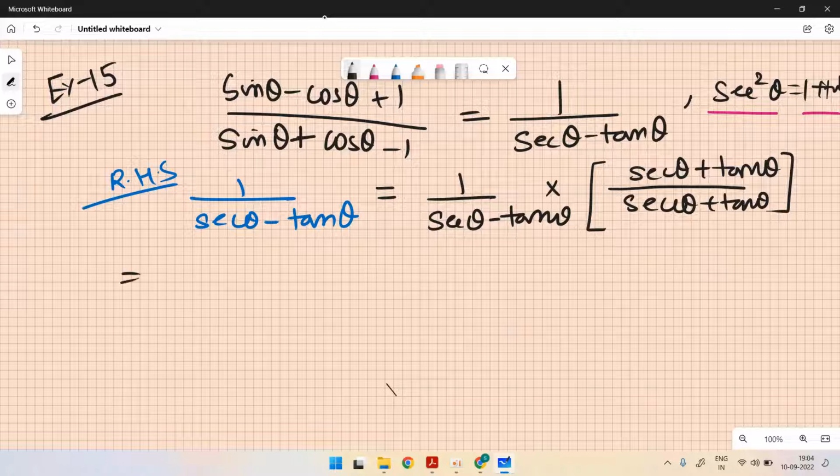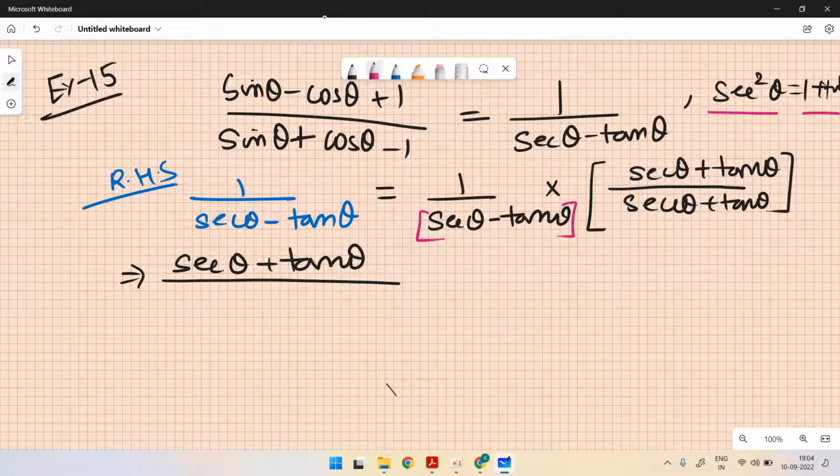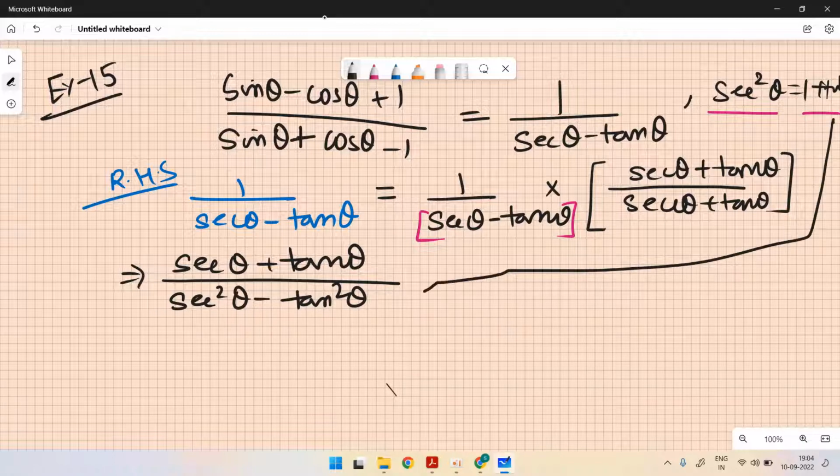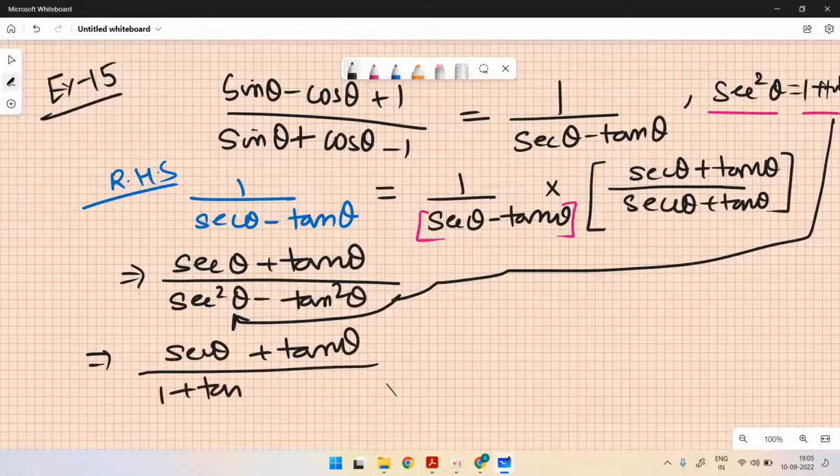So my numerator will become secant theta plus tan theta, and in the denominator, if you see this clearly, this is a minus b and this is a plus b, so net it will become secant square theta minus tan square theta. Now using the given property, if you put the value of secant square theta, it is secant theta plus tan theta by 1 plus tan square theta minus tan square theta. So this and this will cancel. This is nothing but secant theta plus tan theta. This is my RHS.